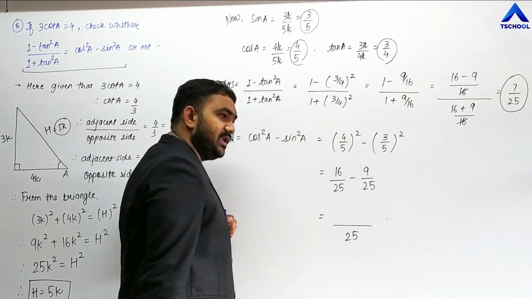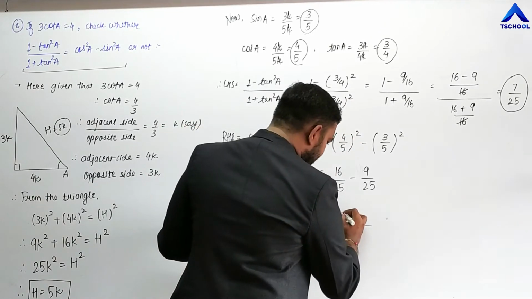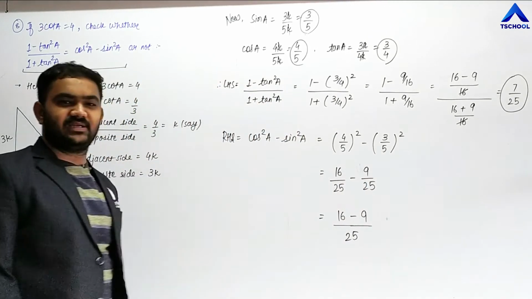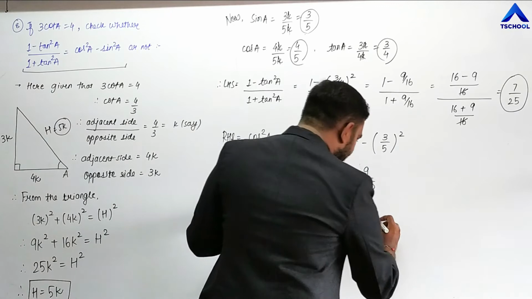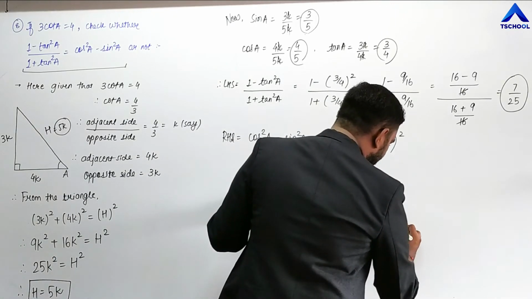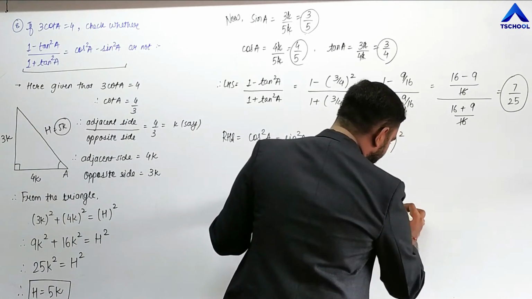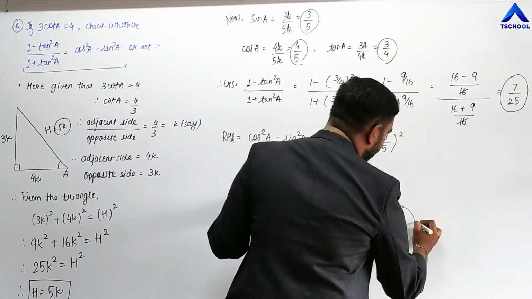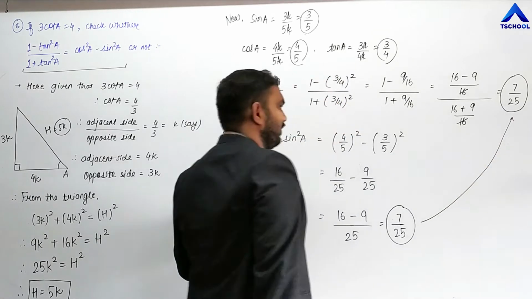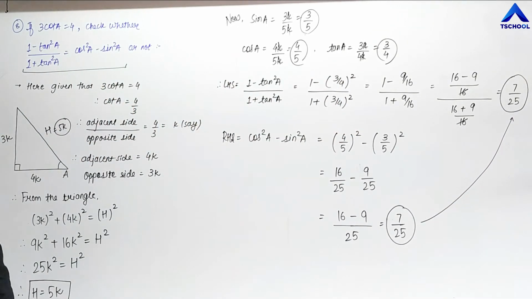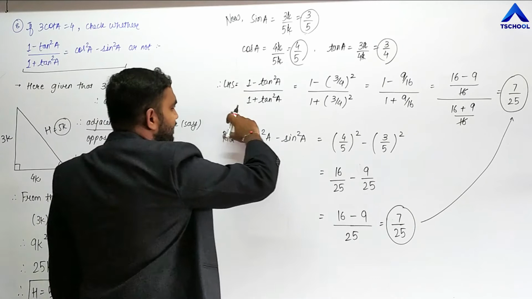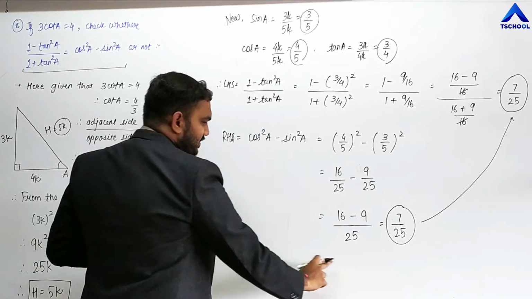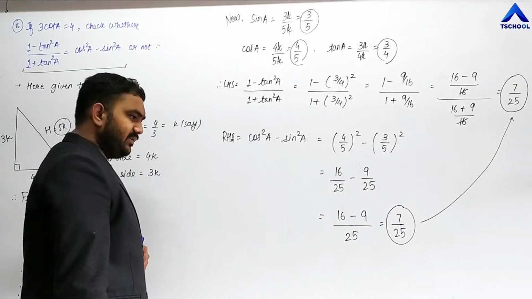That becomes a common denominator 25. And in the numerator, we will have the subtraction of numbers, that is 16 minus 9, and that becomes 7 upon 25. As you can see, in LHS we got the ratio 7 upon 25. In RHS we got the ratio 7 upon 25.